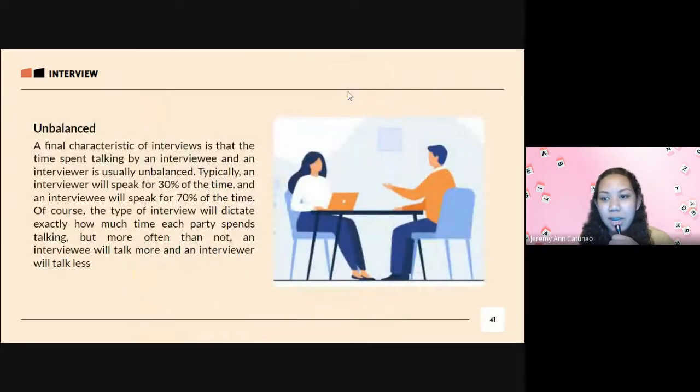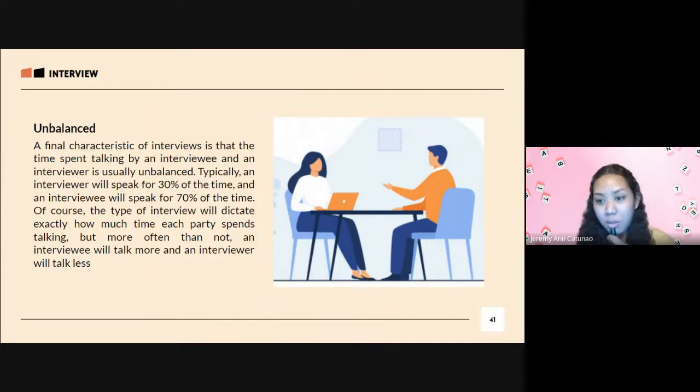Next, we have unbalanced. So again, the interviewer and interviewee do not have an equal percentage in terms of speaking. It's possible for the interviewer to speak 30% and the interviewee to speak 70%. But that doesn't mean that the interviewer is not doing anything. It's possible that the questions they ask are for them to assess someone or to know something, those types of questions.